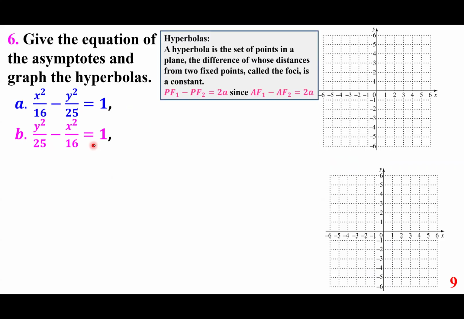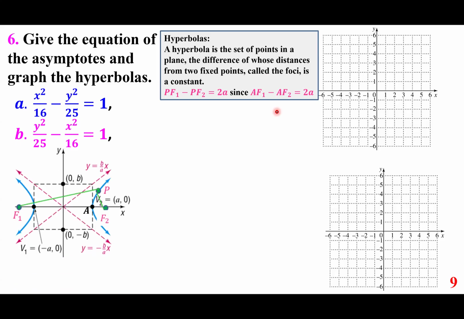We know how to come up with that. It was discussed in the beginning. A hyperbola is a set of points in a plane, the difference of whose distances from two fixed points called the foci is a constant. PF1 minus PF2 is a constant, and it happened to be 2a. The proof is easy. We will discuss the proof as we look at the graph here.